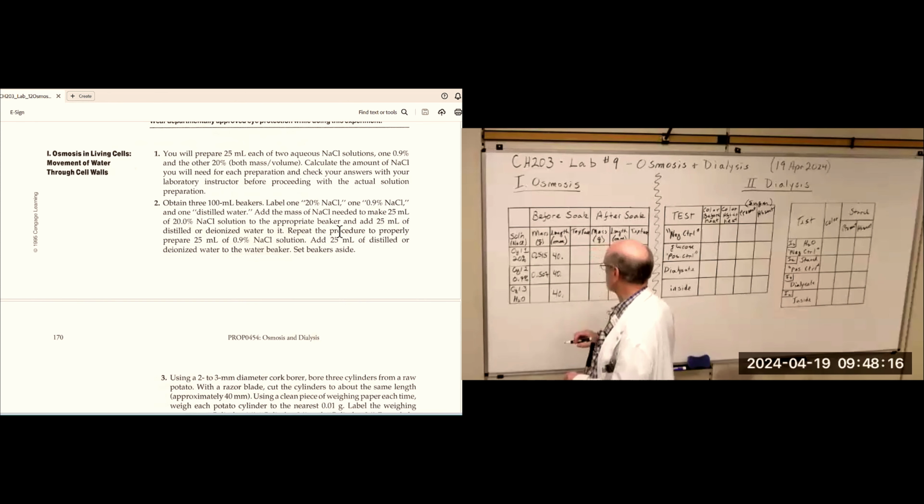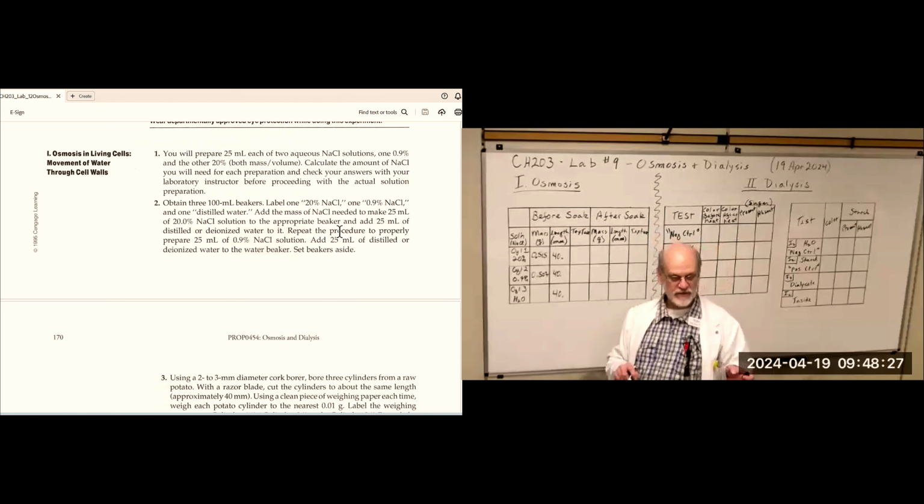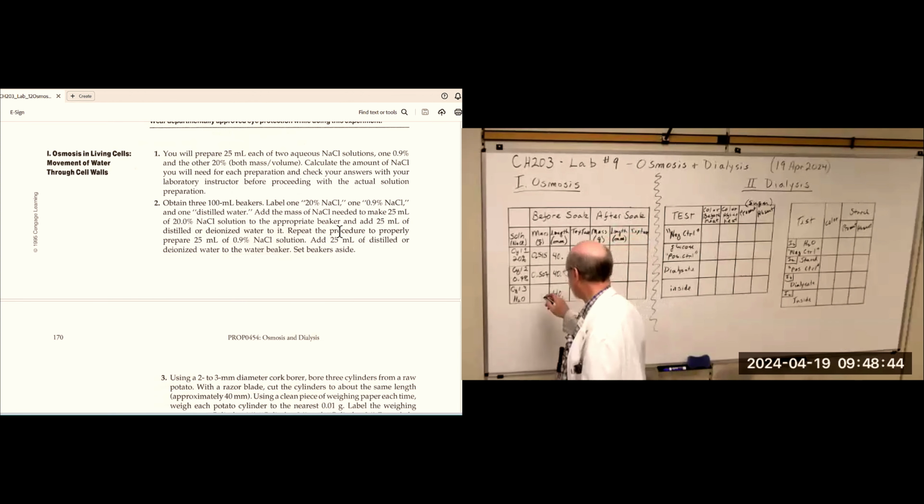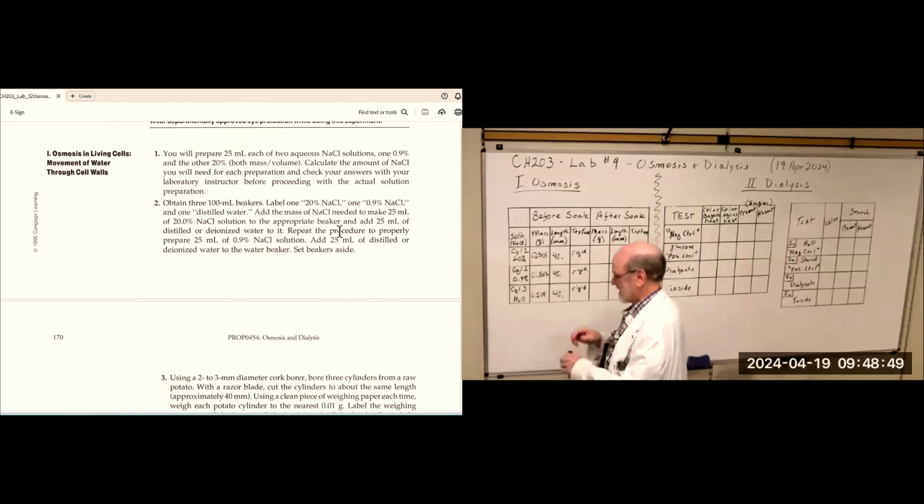But we have to note the texture too. What's the texture of each one of them at this point? I think we're more interested in, are they rigid or limp? They're fairly rigid, aren't they? 0.519. Okay. Now they sit in that solution for what, 45 minutes, I believe. Is that right?